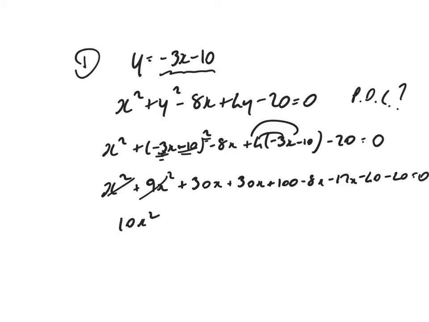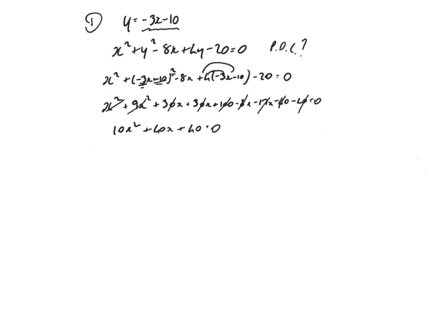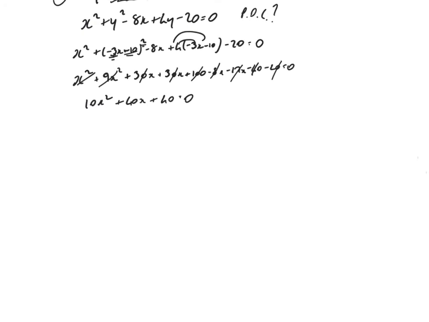I then get 10x squared, that's 60x, take away 20x is 40x, 100 take away 40 take away 20 is plus 40 is equal to 0. Now I could use the discriminant and get a value of 0 to prove tangency, or alternatively factorise to get equal roots. So I'm going to go down that line. First I'll factorise and take out a highest common factor, so that would be 10 bracket x squared plus 4x plus 4, which is 10 bracket x plus 2 all squared is equal to 0.